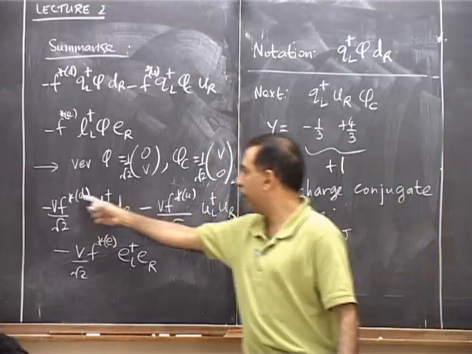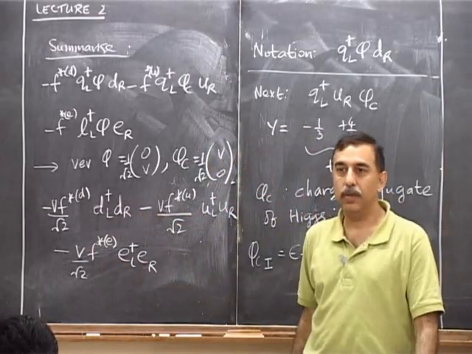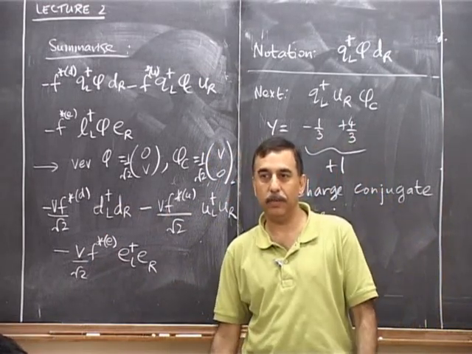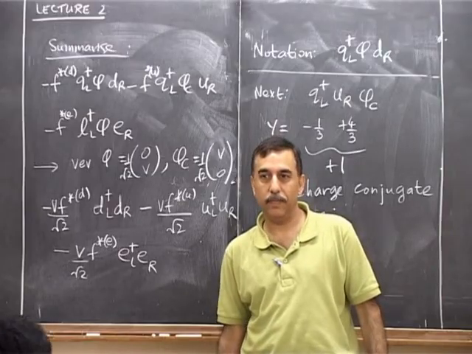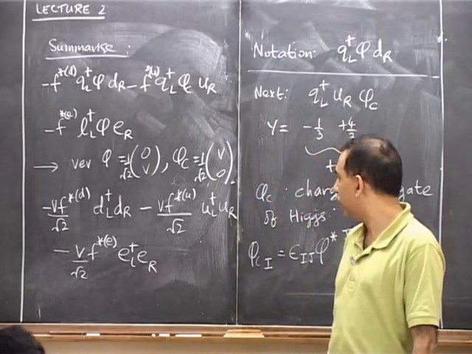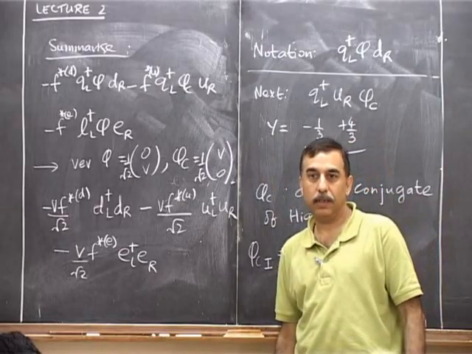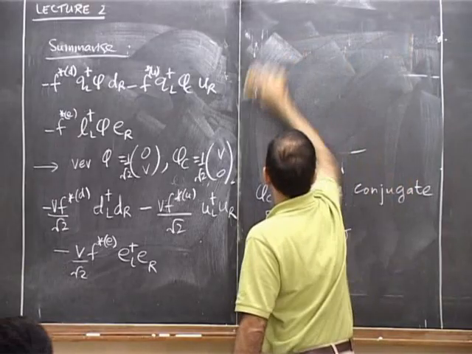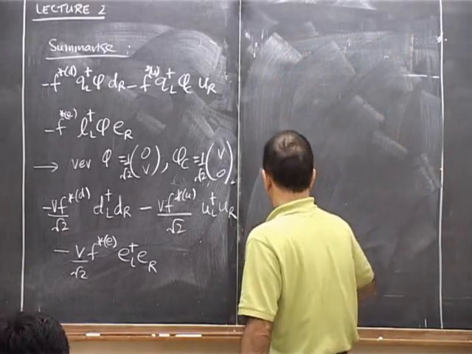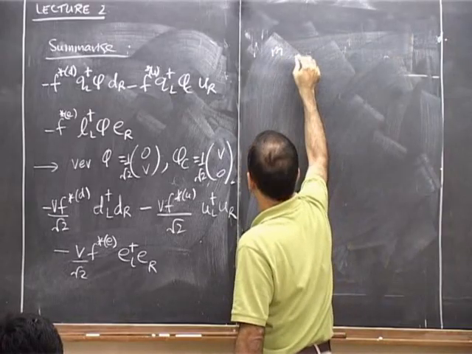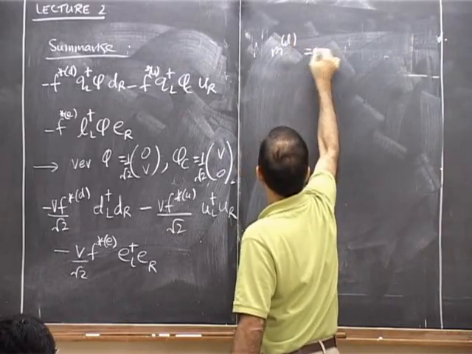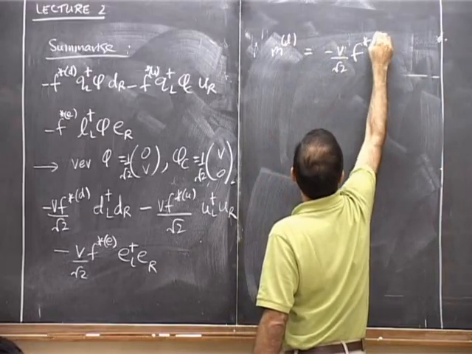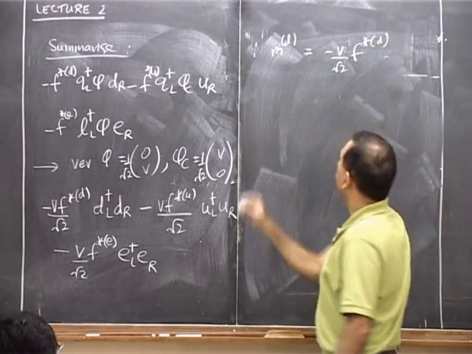Moreover, 3 arbitrary parameters. So 3 arbitrary masses. In fact, every fermion in this model has an arbitrary mass. It can only be fixed by experiment. Is this much clear? Any questions? The masses are identified as m. Let's say m of the down quark is just minus v by root 2 f of the down, etc.